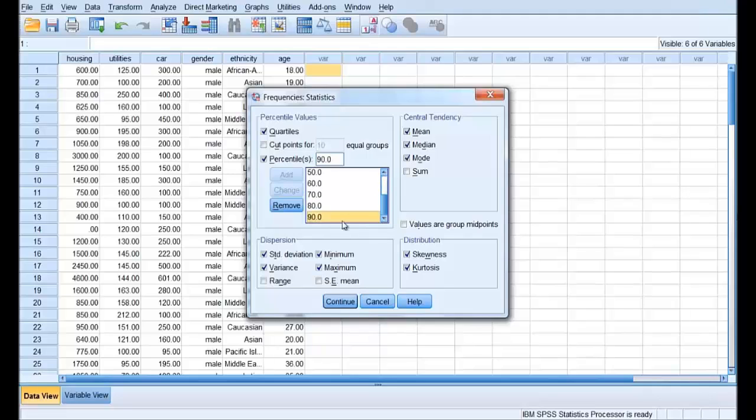Actually, don't go to 100%, sorry. Just go up to 90. And each of these are going to tell us the percent of scores below that score. So add all those in.